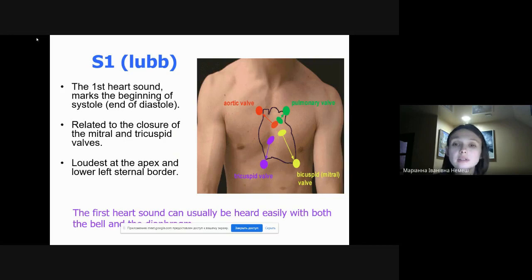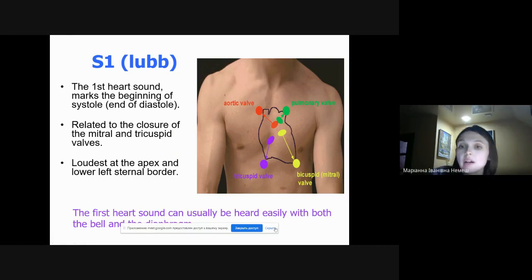So, the first heart sound, which is going to be heard like a lub, marks the beginning of the systole. It's related to the closure of the atrioventricular valves. It means the closure of the mitral or tricuspid valve. It is loudest at the apex and the lower left sternal border.